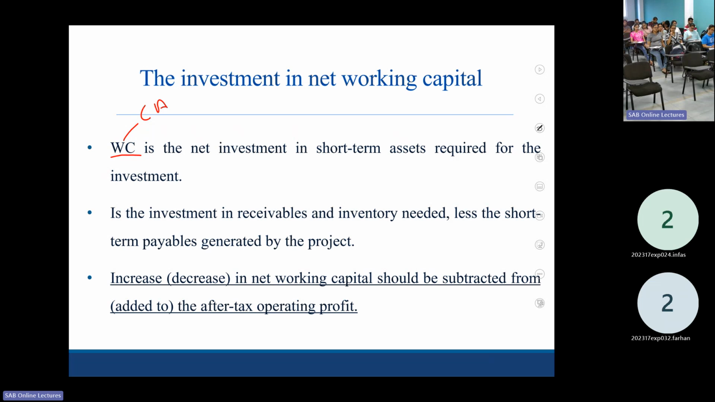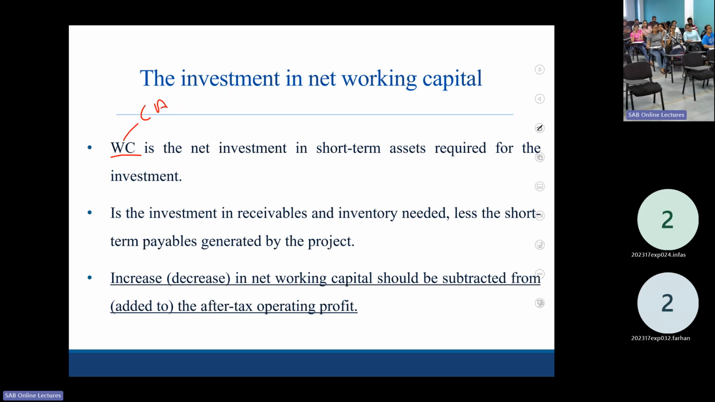Working capital is the investment in short-term assets required for the investment. With a new project, new investment, you might acquire or use certain working capital, so you have to consider that. Is it the investment in receivables, inventories, and some payables? If you purchase some materials or machines on credit, there will be some creditors, so payables will occur. You have to consider that.